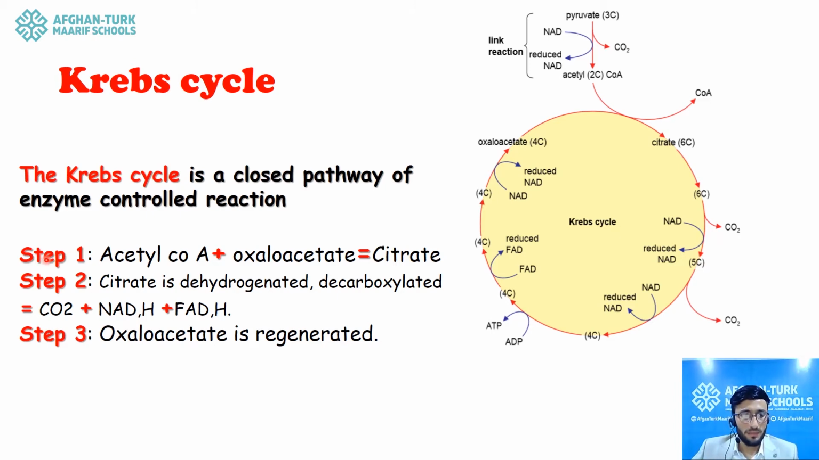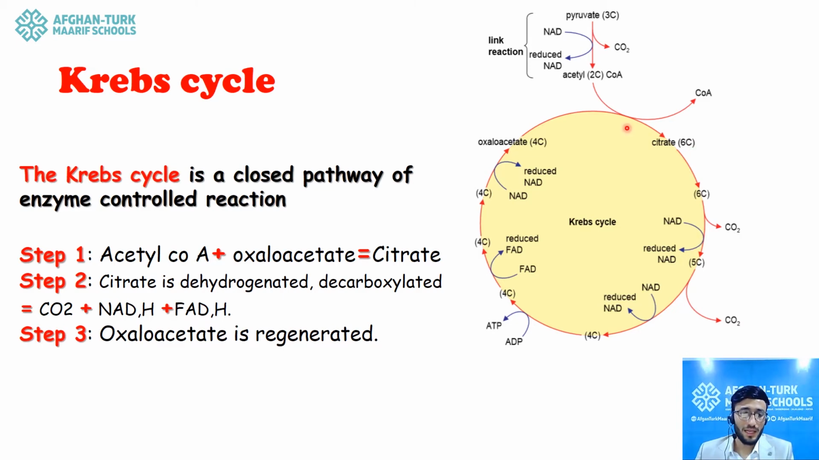At the first step, we can see that acetyl-CoA here is going to be combined with oxaloacetate here. The result is citrate here. Acetyl-CoA is a kind of molecule that possesses only 2 carbons. Oxaloacetate is another kind of sugar that possesses 4 carbons, and 2 and 4 combine together to make citrate that possesses 6 carbons.